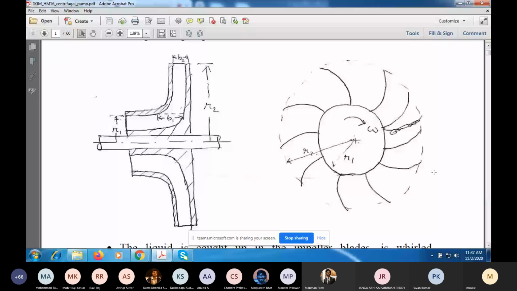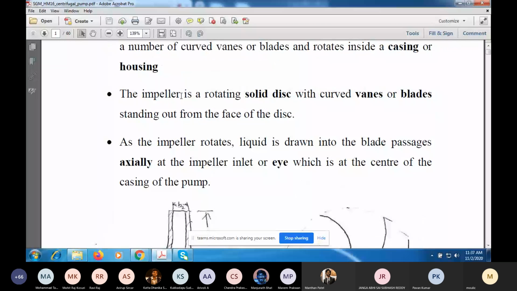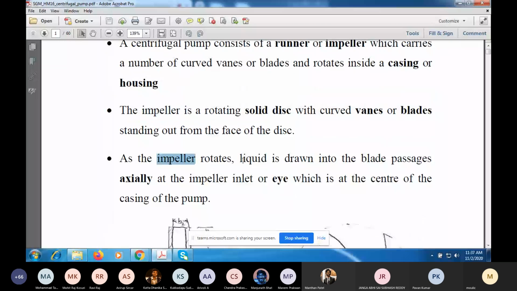At the inlet, there's no VR. It enters axially. There's no V theta. But it will turn, and when it's turning, it will acquire a VR. At this point, the VR will be non-zero and VZ will be 0, and then it will go out radially. As the impeller rotates, liquid will be drawn into the blade passages axially at the impeller eye or inlet, which is at the center of the casing of the pump.